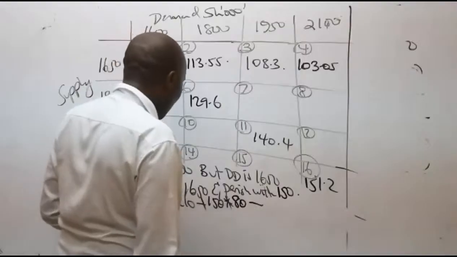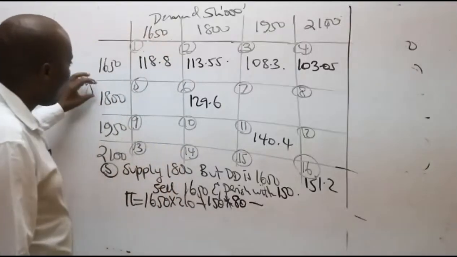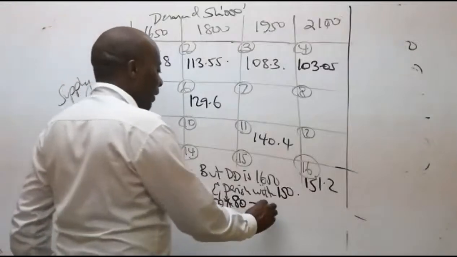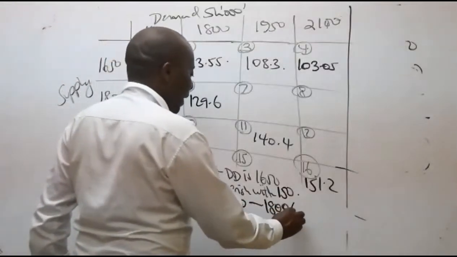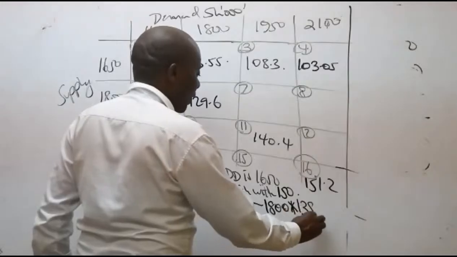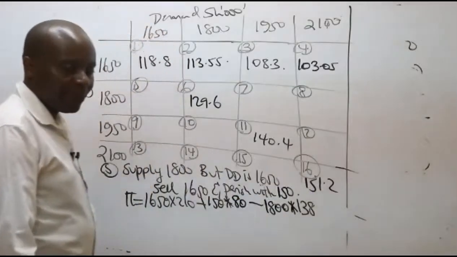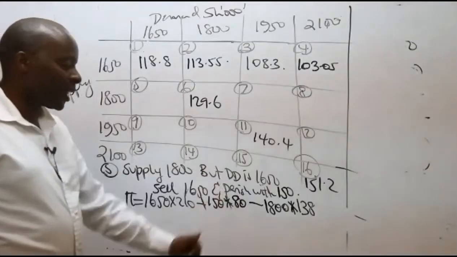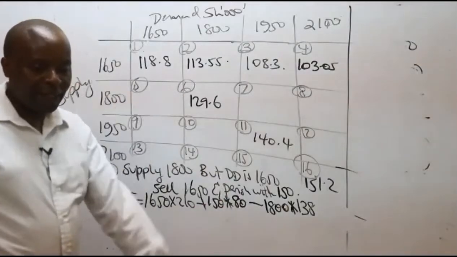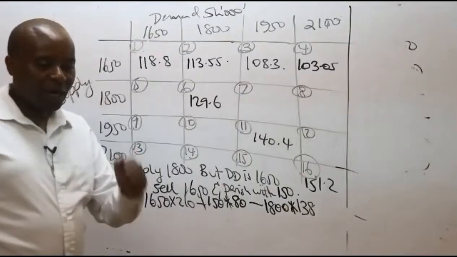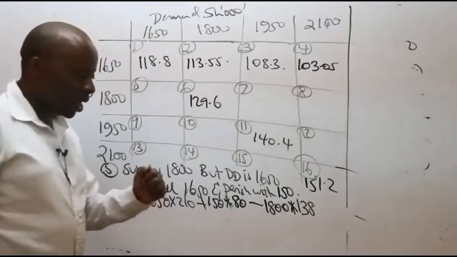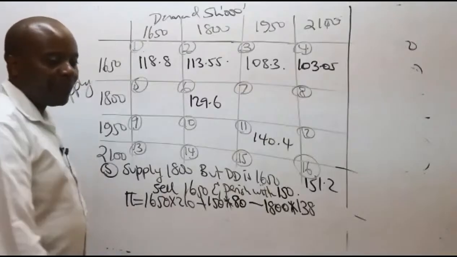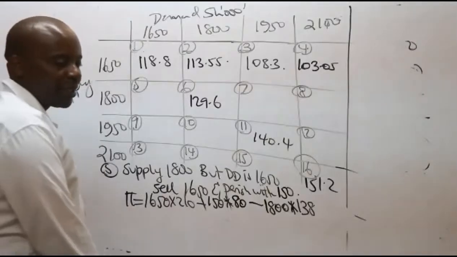Minus cost, of course, I will incur cost for the entire what year? Entire supply. I'll incur a cost for the entire supply, which is 1800 times 138. So could you kindly give me this answer? We see who got it right. Let's see who got it right.